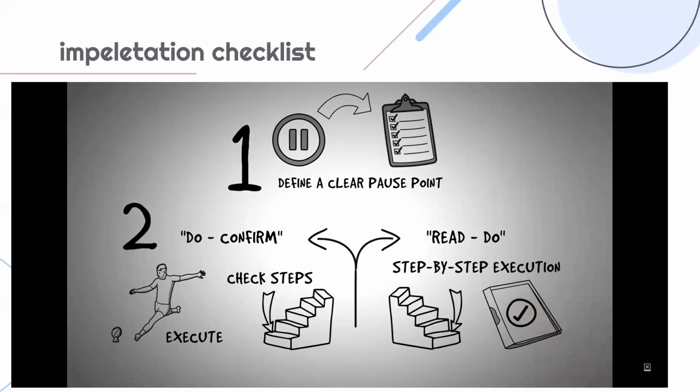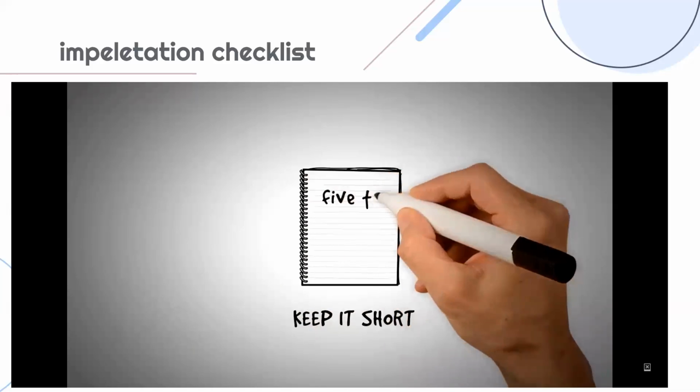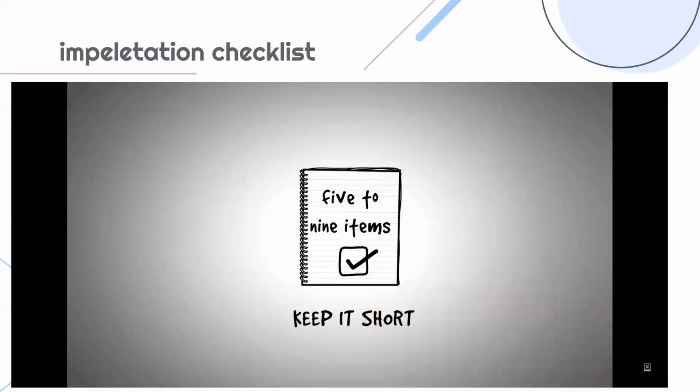And whichever way you go, here's how you make your checklist even more useful. First of all, try to keep it short, ideally 5 to 9 items and never more than a page.